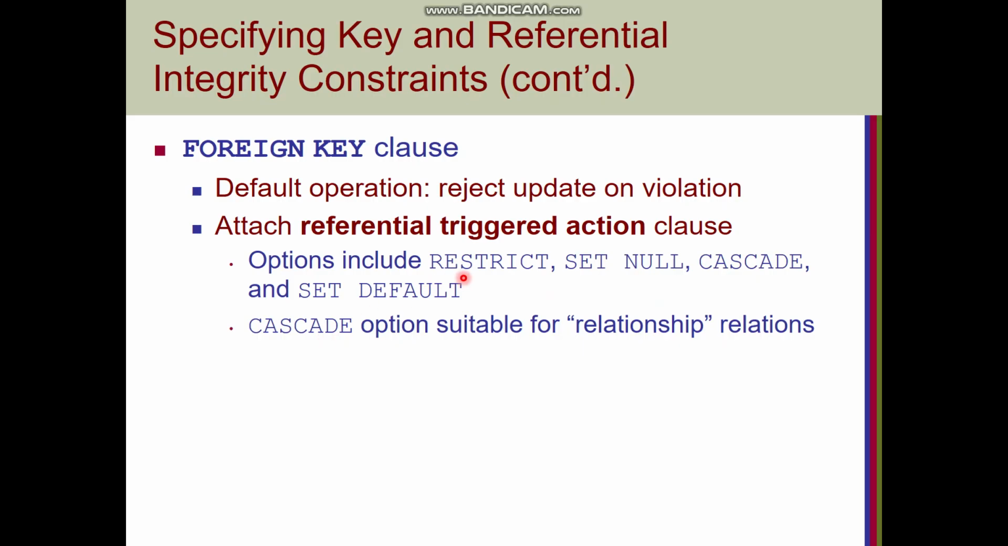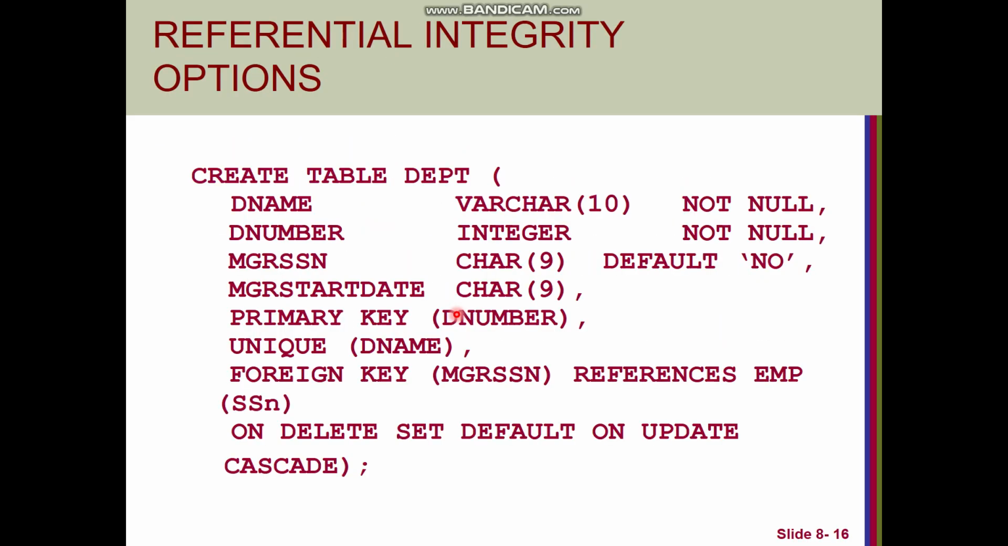Restrict means if you are deleting a parent table entry, it will stop you from deleting that. It will restrict you from deleting it, and it will ask you to delete from the child table first, and then from the parent table. Set null means if you are deleting a parent table record, in the child table it will automatically put null for those entries. And set default will put a default value for those child table entries.